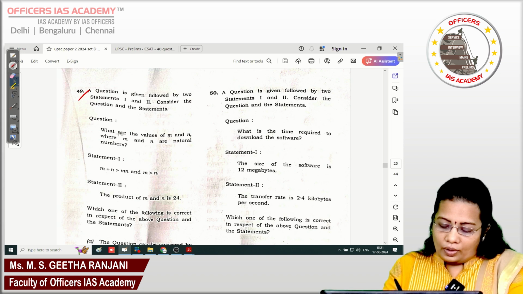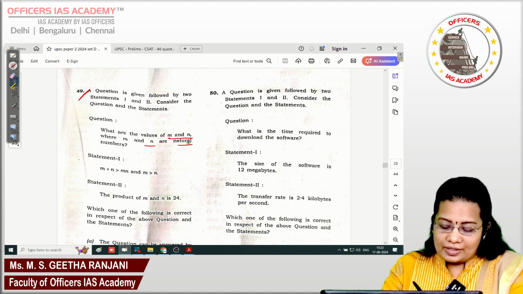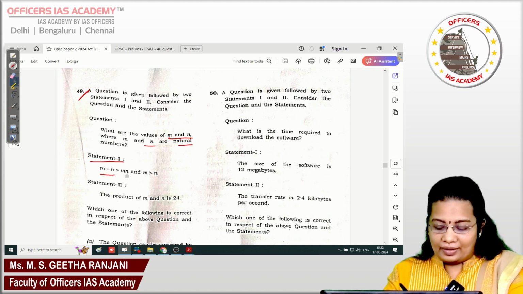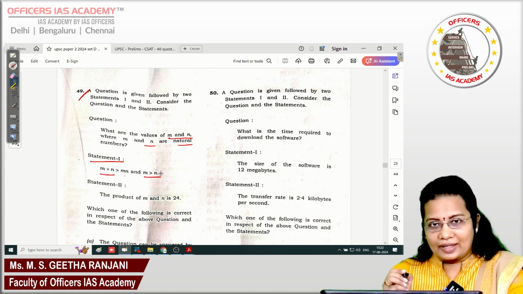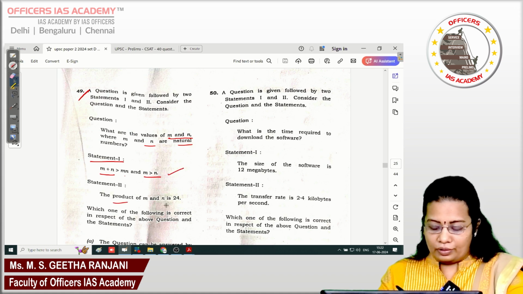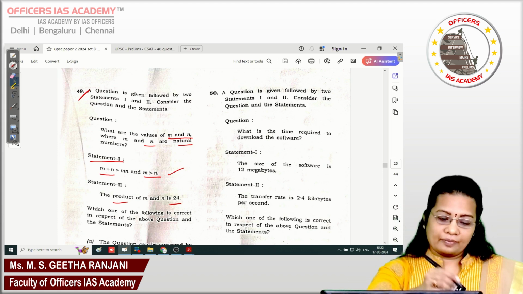Question: What are the values of m and n, where m and n are natural numbers? Statement 1 states that m plus n is greater than mn, and m is greater than n. Statement 2 tells that the product of m and n is 24.